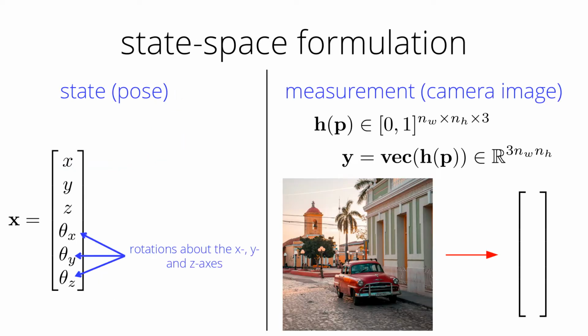So as I said, we'll fit this problem into a state space formulation. The state will be the pose of the object, which we write as x, y, z, theta x, theta y, theta z, where theta x, theta y, theta z are independent rotations about the x, y, and z axes. The measurement is the camera image, which is a stack of 3 matrices, but we can just reshape it into a vector to get our measurement vector.